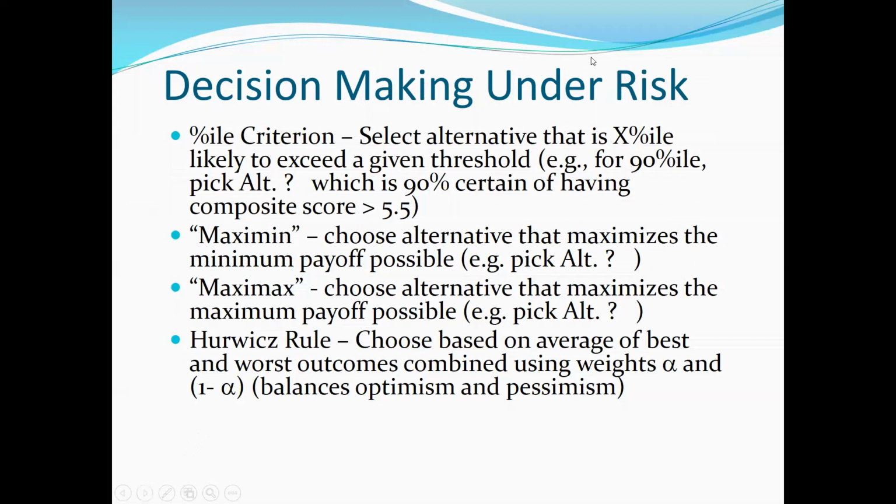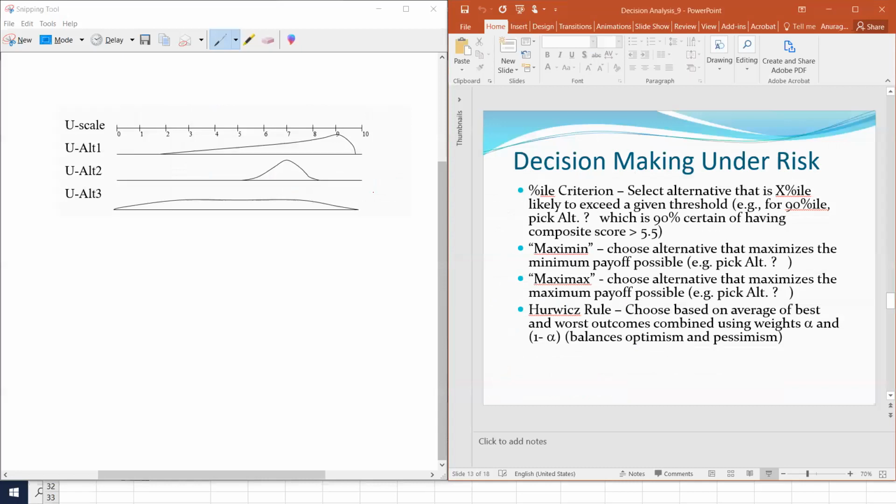Let's go back to my slide here. Which of these alternatives is 90% certain to have a composite score of more than 5.5? So again, you will try to draw a line at 5.5. So you draw a line at 5.5, and then you look at the area that's to the left of that line.